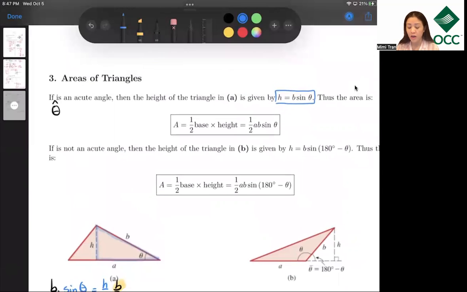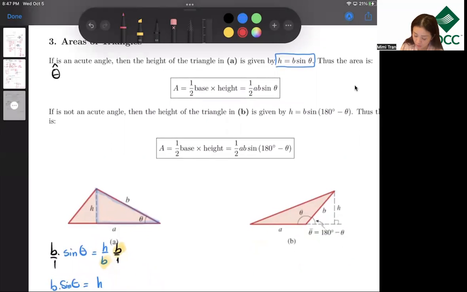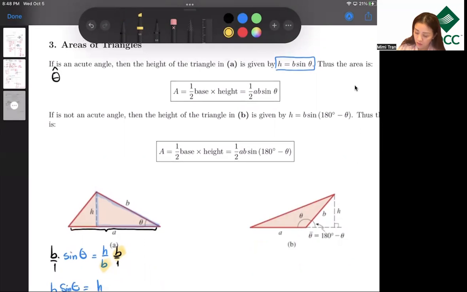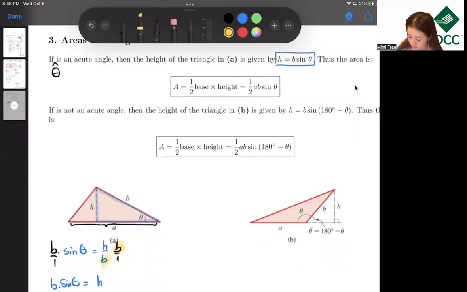Because we know that the area of a triangle is 1/2 base times height. The base here is length a, which is pretty straightforward. But the height is not so much. The height is equal to b times sine theta, and then we substitute in for height right here. That's my height, and a is the base, and 1/2 is 1/2.